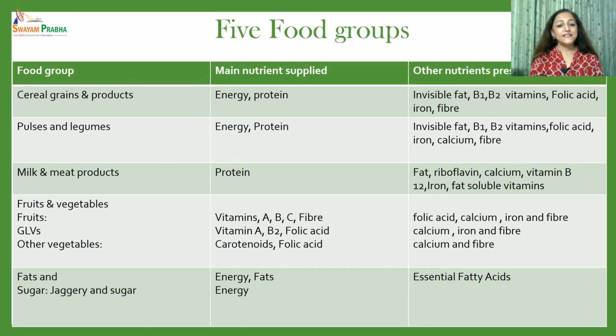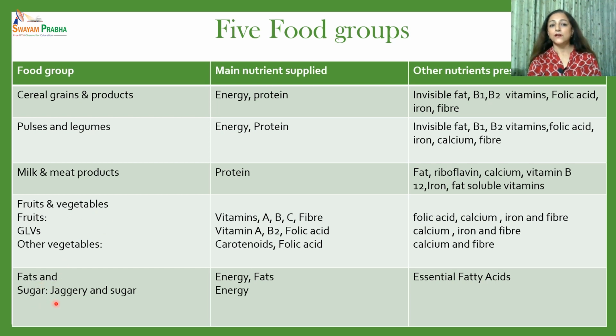The Indian Council of Medical Research classifies food into 5 food groups. These food groups can be placed into various groups depending upon the content of major nutrients. So what are these five food groups? First group is cereal, grains and its products. Second is pulses and legumes. Third is milk and meat products. Fourth is fruits and vegetables. And fifth is fats and sugar.